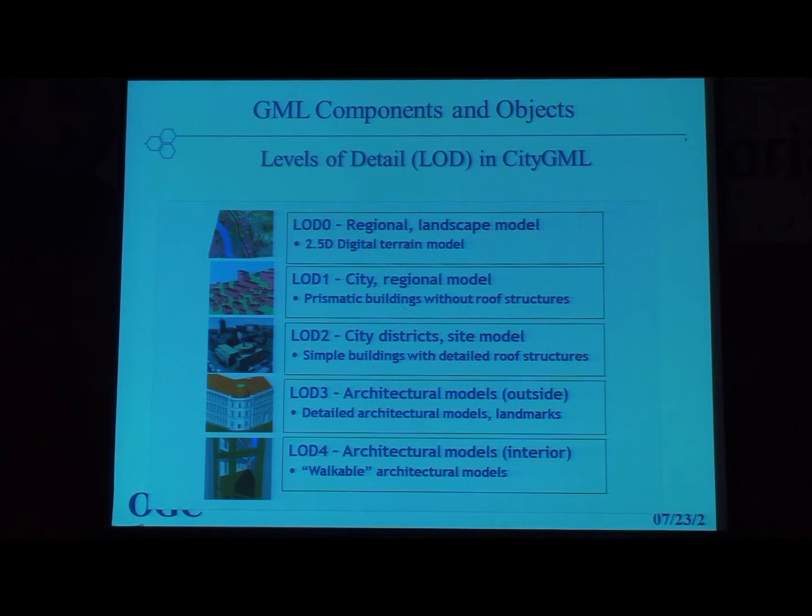It's level of detail 2 where you get detailed roof structures, but they're still fairly simple ones. And then level of detail 3, you get textures included, so you can also provide a description of some detailed architectural models. It's level of detail 4 when you provide enough information so that you can describe the inside of buildings, the rooms, the windows, doorways, and things like this. So we call it the walkable architectural models.